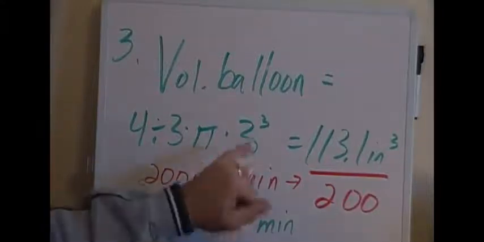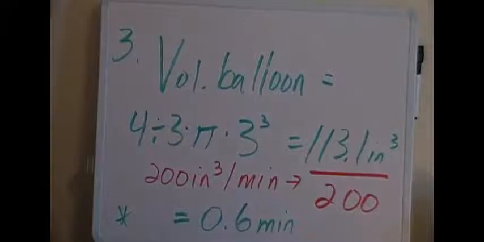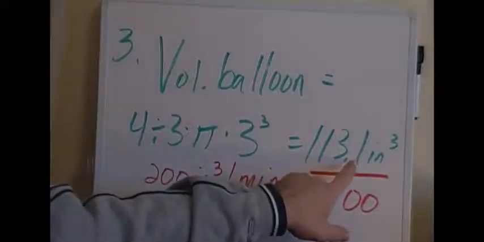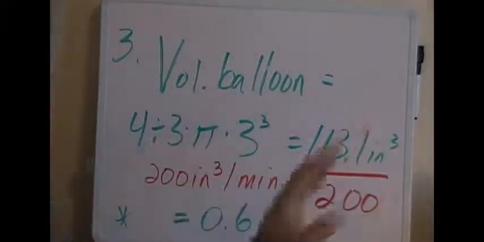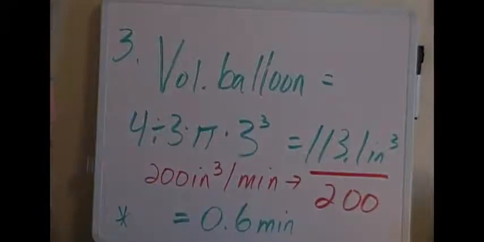And our radius is 3 raised to the third power, so we get 113.1. There's actually more digits in there. You're not going to round this. Remember, you only round once.